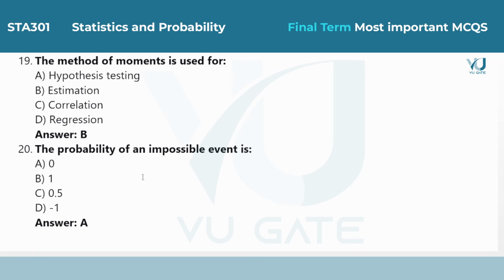Question: the method of moments is used for? Answer: B. Estimation. Explanation: this is a statistical method used to find estimators for population parameters by using sample moments.